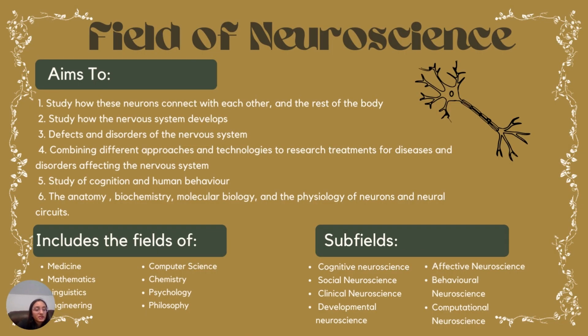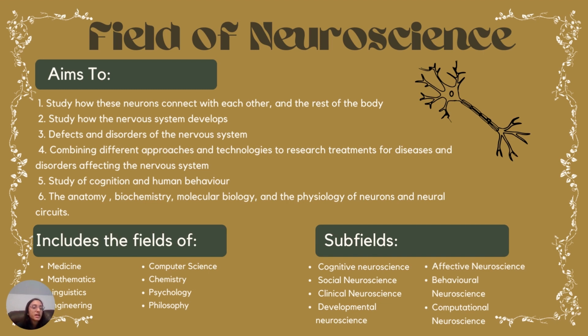The field of neuroscience aims to: 1. Study how these neurons connect with each other and the rest of the body. 2. Study how the nervous system develops. 3. Study defects and disorders of the nervous system. 4. Combine different approaches and technologies to research treatments for diseases and disorders affecting the nervous system. 5. Study cognition and human behavior. 6. Study the anatomy, biochemistry, molecular biology, and physiology of neurons and circuits.